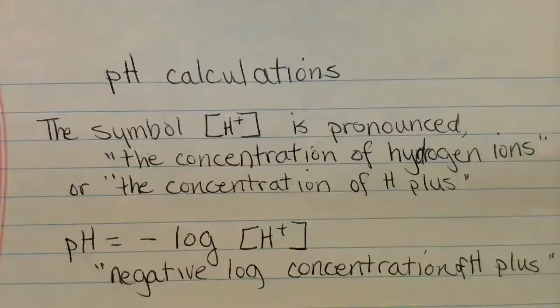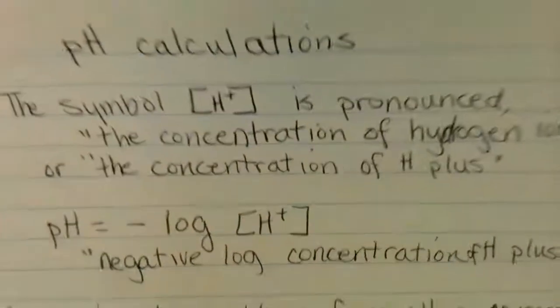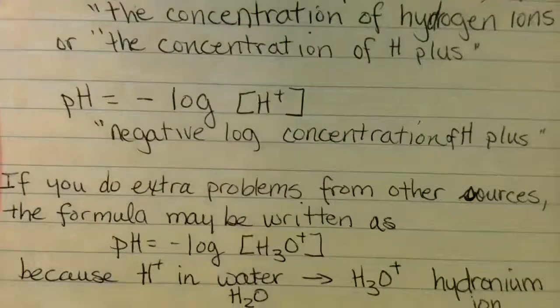Hello, everyone. I want to go through some quick steps for calculating the pH of a solution. You should know that the symbol bracket H plus is pronounced the concentration of hydrogen ions, or the concentration of H plus. The pH equals negative log concentration H plus is one way of pronouncing the formula for calculating the pH of a solution.